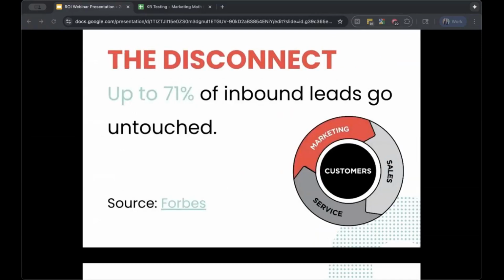This jumped out to me. So, why is there that marketing and sales disconnect? Studies show that 71% of inbound leads go untouched. Is that shocking to anyone else? And this is coming from Forbes, so it's a reputable source, right? That's a lot of leads that marketing's generating that are not getting followed up on, not being nurtured. So let me share an example with you.